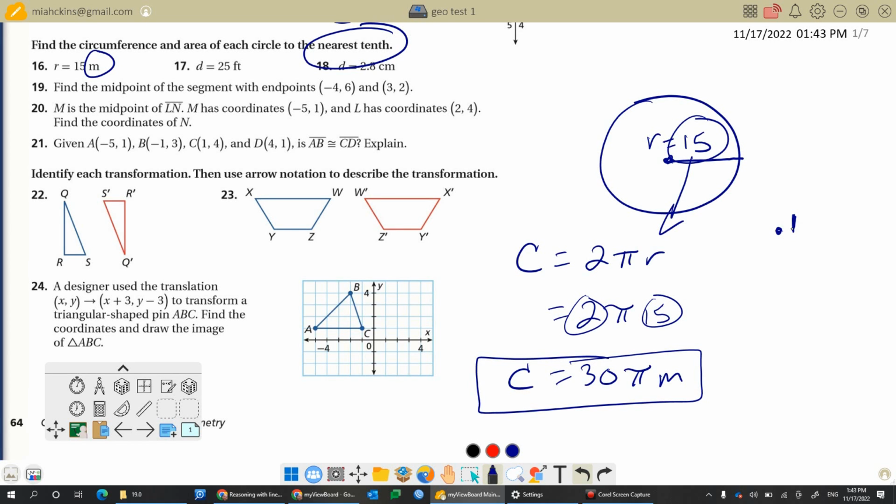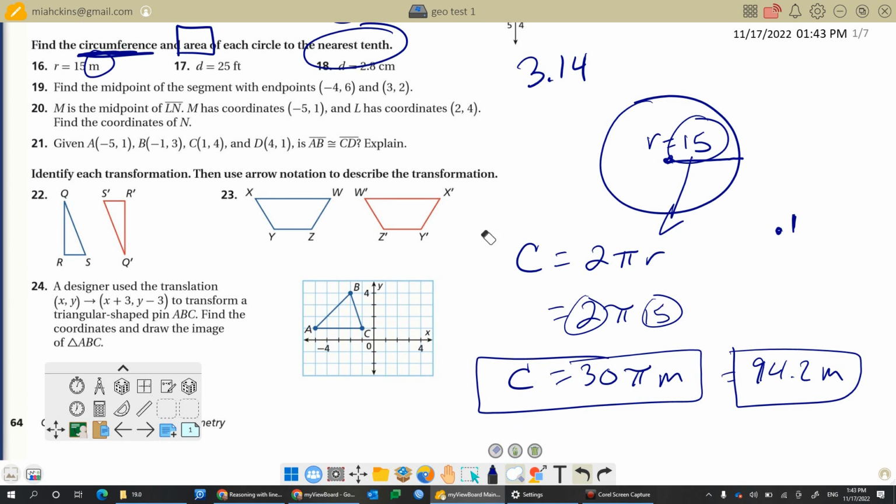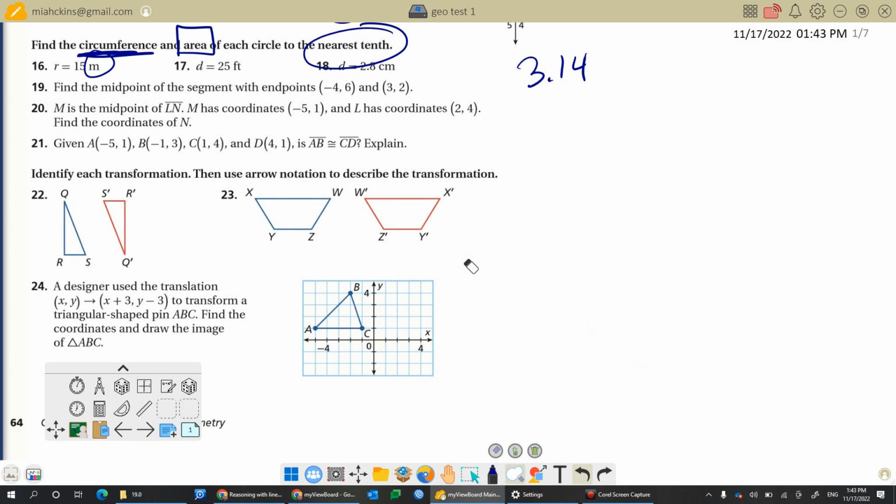So if we're using 3.14 as pi, we say 30 times 3.14, and we end up with 94.2 meters. I've rounded it to the nearest tenth. So right here is what we're looking for. But do not forget, it says circumference and area. Some of you had forgotten to do both of those on your test. So you want to do both circumference and area. So this r was equal to 15 meters.